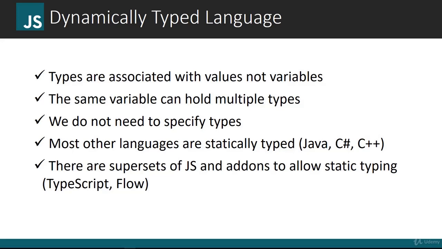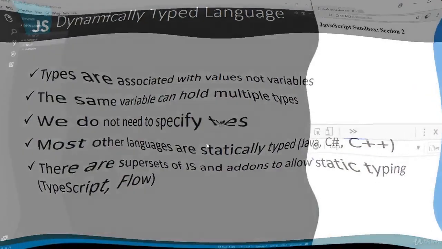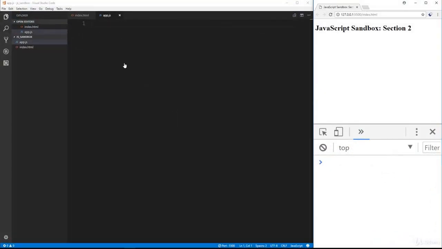Alright, so what I want to do now is jump into VS Code, and we're going to create some variables that hold different types. We're also going to take a look at the typeof operator, which classifies value types. Alright guys, so this is going to be pretty simple. We're basically just going to create some variables with different types, and we're going to take a look at those types using the operator typeof.